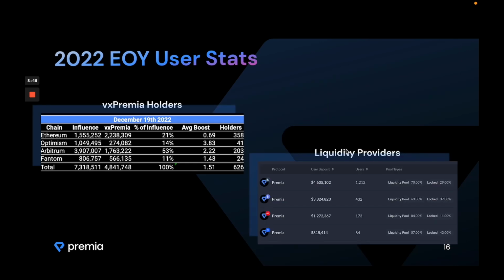And then some end of year user stats here. It's been about a month since we instituted vxPremia. We have about 7 million in influence, right? 4.8 million in Premia has been locked up. And so that is an average boost of roughly a year and a quarter or a year and a half, and 626 staking users, right? We have 2,000 token holders. We have 600 staking users, and we think this will continue to grow, especially as we continue to roll out more features and more products that charge commissions.